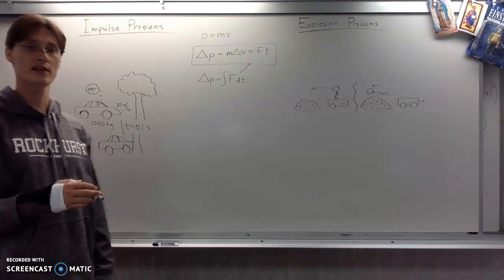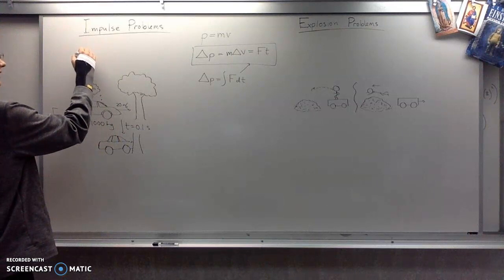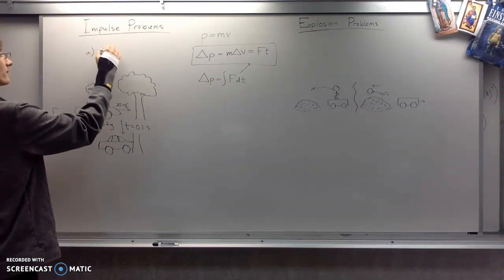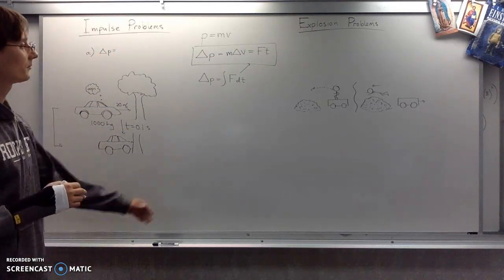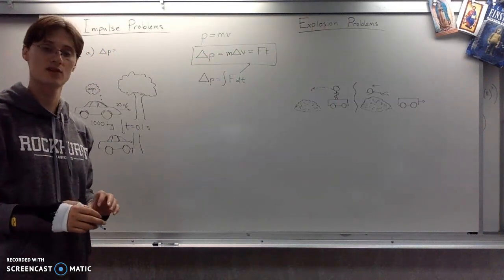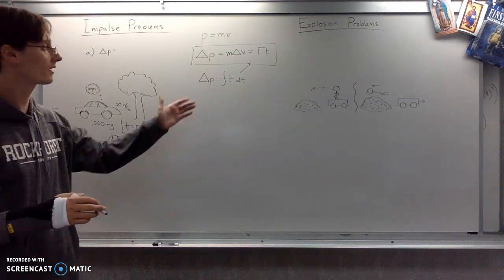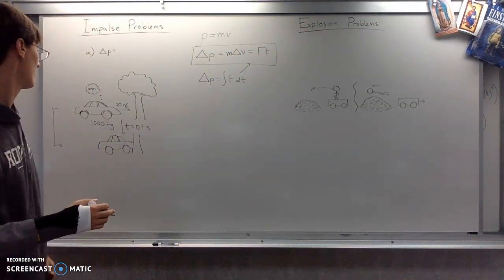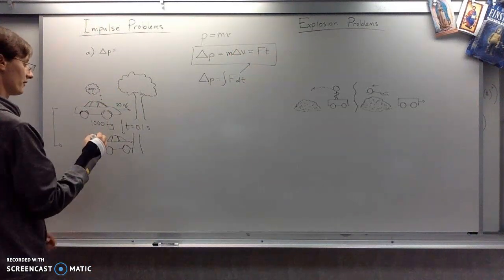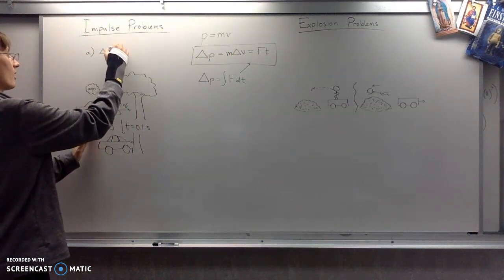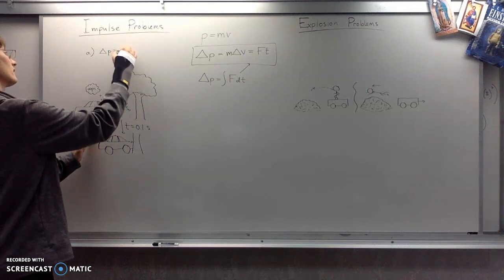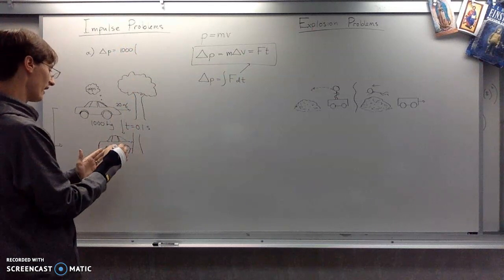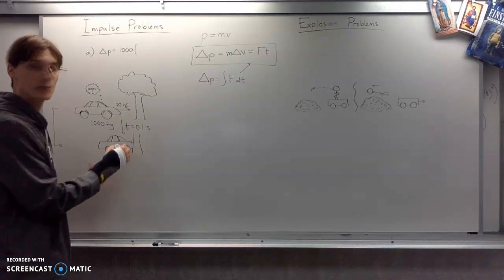So questions they could ask here: Part A might be find the impulse. Well, impulse is going to be mass times change in velocity. Or it might be force times time, depending on the information you were given, but in this case, it's going to be m delta v. So that looks like it would be 1,000 times final minus initial. The final velocity is obviously 0.